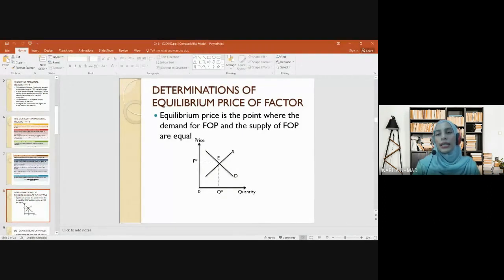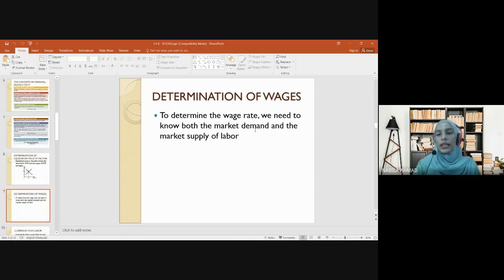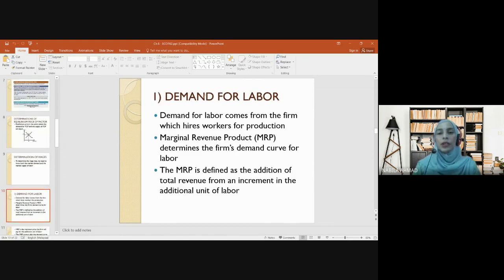Right, so now kita nak lihat the determination of price of factor. So equilibrium price of factor depends on the demand and supply of the factors of production. Supply and demand of factors of production. So kalau kita nak lihat wages, to determine wage rate, we need to know both the market demand and market supply of labour. So demand for labour, siapa demand labour? So demand for labour adalah firms lah, firm. So firm will demand labour.